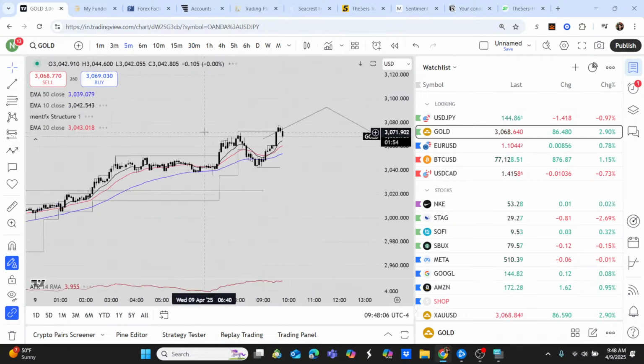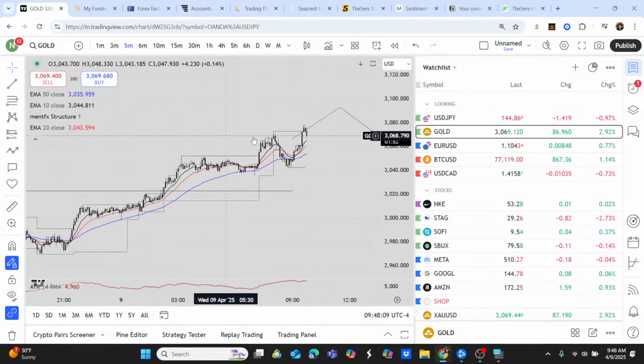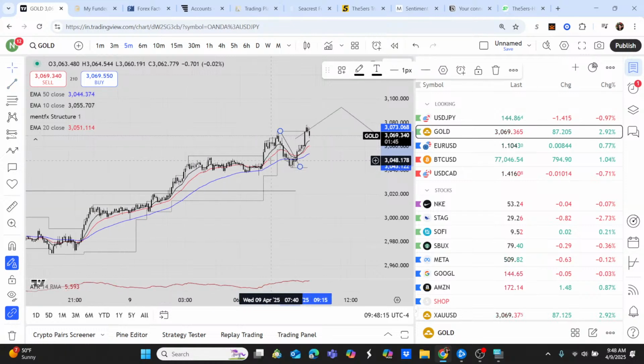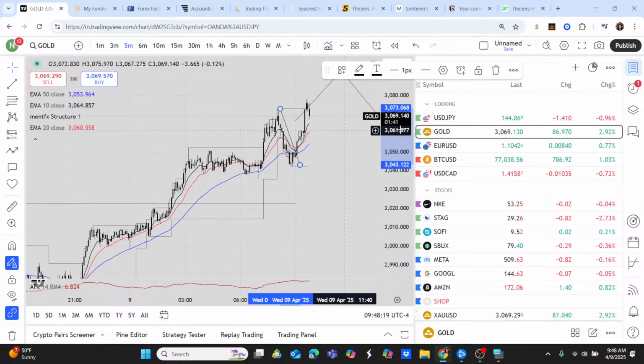And basically, I'm just gonna wait for this type of setup right here. It has to look clean where we just come down into it and then we create the setup. Come down into it, create the setup. That's all.